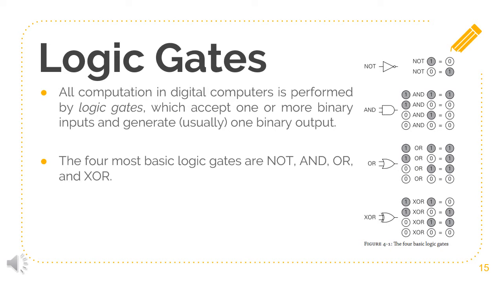Logic gates are important to understand because a computer stores data as patterns of binary ones and zeros. All computation in digital computers is performed by logic gates, which accept one or more binary inputs and generate, usually, one binary output. The four most basic logic gates are NOT, AND, OR, and XOR.